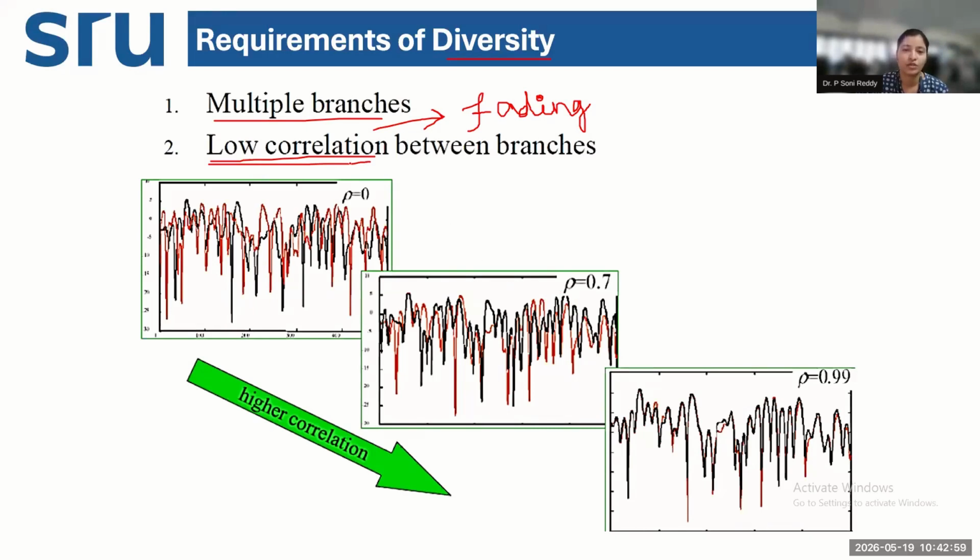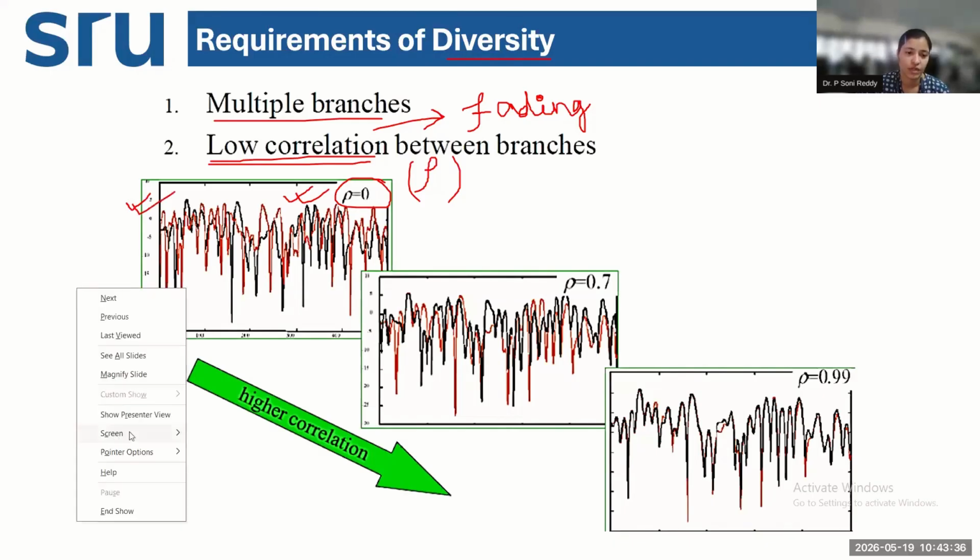Now, what do we mean by correlation? Correlation is given by a factor which is called rho here. What is the value of rho? If rho is equal to 0, meaning the value is very, very small or almost equal to 0, that means the two signals are completely different from each other. If you see here, the variation in the black signal is different compared to the variation in the red signal. That means the signals are completely different, so correlation is 0, and they are completely independent of each other.